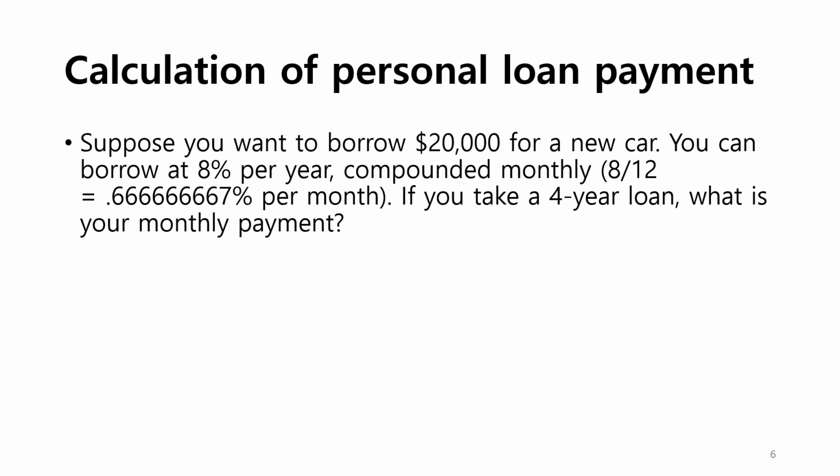So 8% is the annual interest rate, right? But this loan's interest is compounded every month. So you have to divide this annual interest rate by 12 to get the monthly interest rate. So 8% over 12 is 0.66666667% per month. This is the interest rate you have to use. You take a 4-year loan. So the number of years is 4, right? But interest is compounded every month in this problem. So there are 48 months in 4 years, 4 times 12. So this 48 months is the N you have to use here. What is your monthly payment?